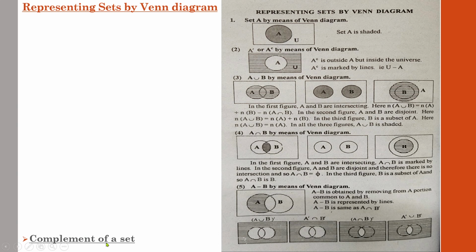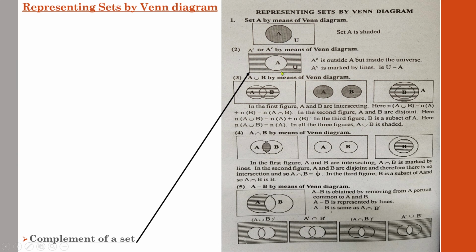Complement of a set. In the previous class we discussed this area. Complement means anything that belongs to the universe but doesn't belong to that particular set. That is known as the complement of a set. For example, in this figure, the complement of a set is represented graphically. I have mentioned in the previous class that a set is usually represented in a rectangle shaped figure.